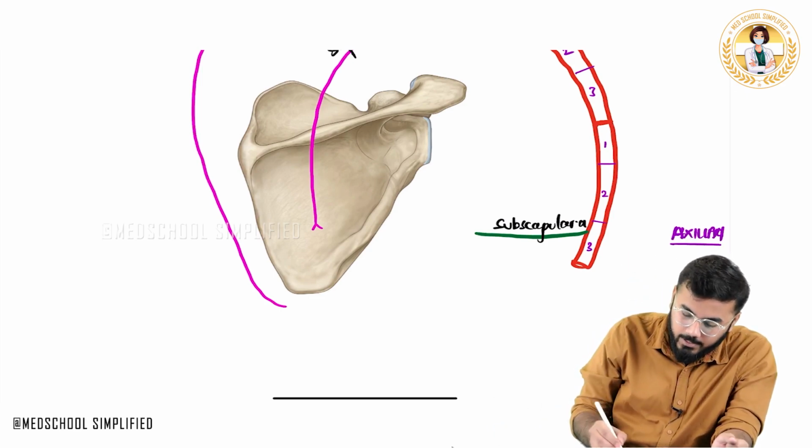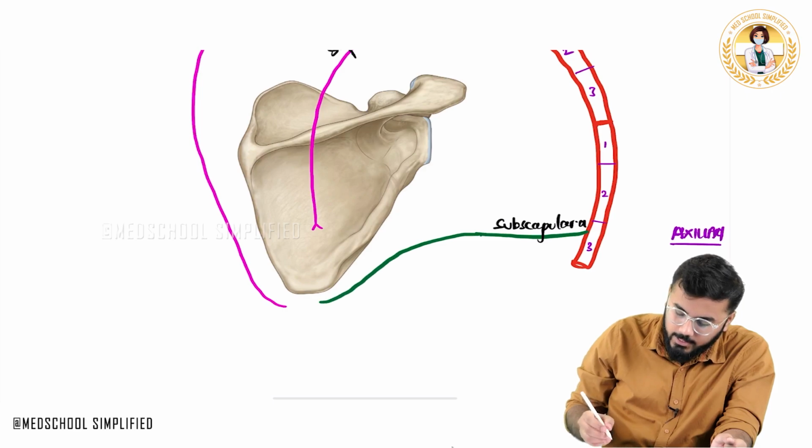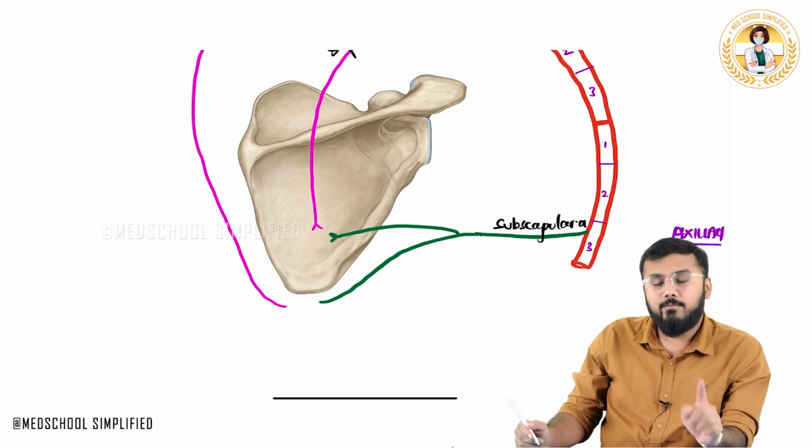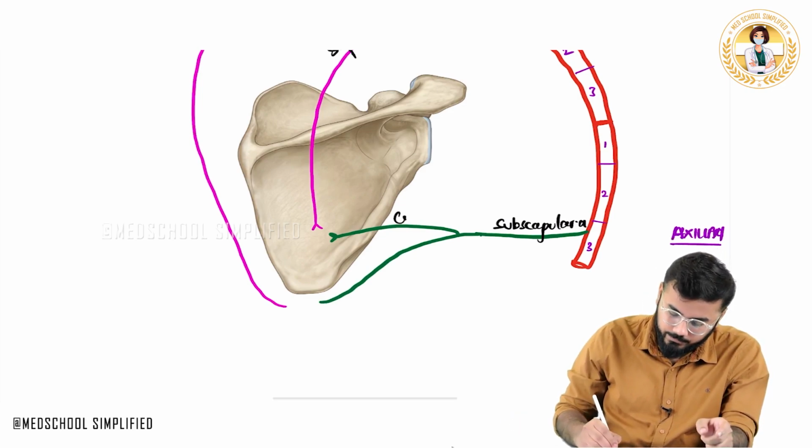Now this subscapular artery, this is your subscapular artery, right? This subscapular artery gives out a branch like this. This branch is called the circumflex scapular artery. What is this branch?